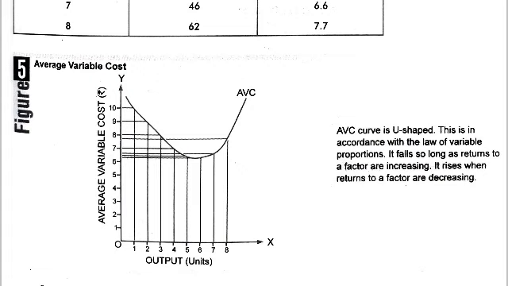We show that initially when production starts to expand, we witness increasing returns. Then after a certain level of production has been reached, ultimately diminishing returns to the variable factor must start to occur.